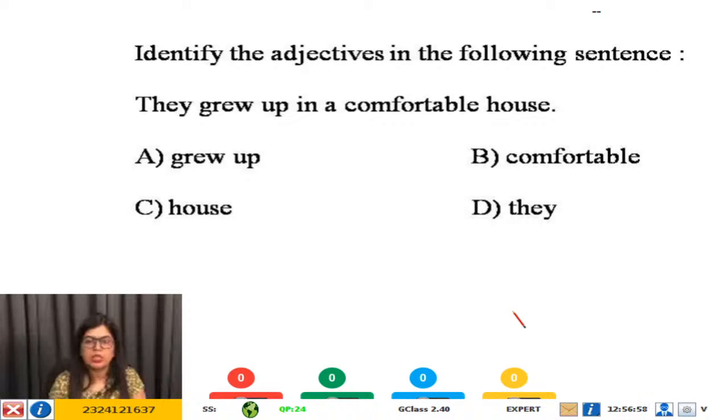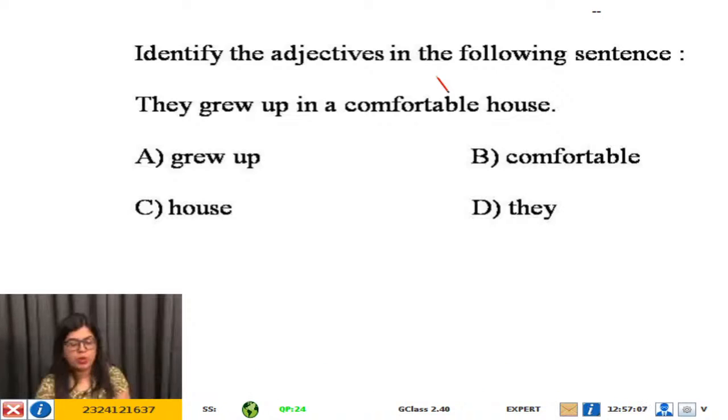Okay, students, your time is up. And the correct answer here is option B, that is comfortable. Okay, now let us move on to the next part. Be far from these cages. So what is there in the cages? Yes, there are tigers. So the dad is warning them to be far from the cages.